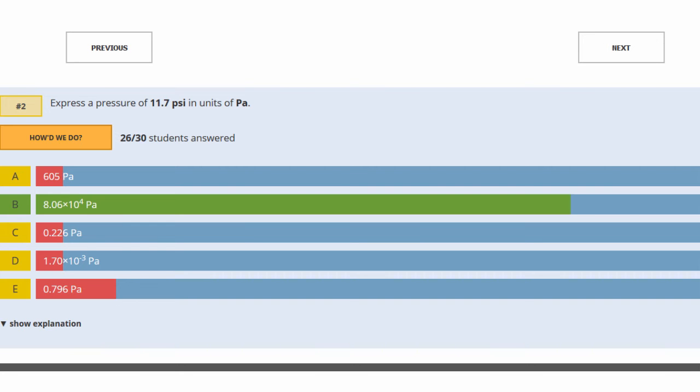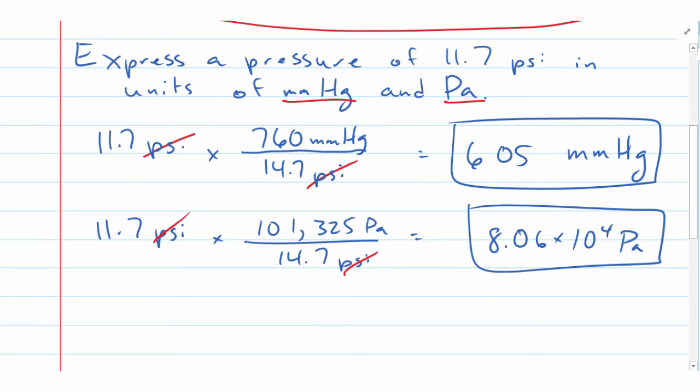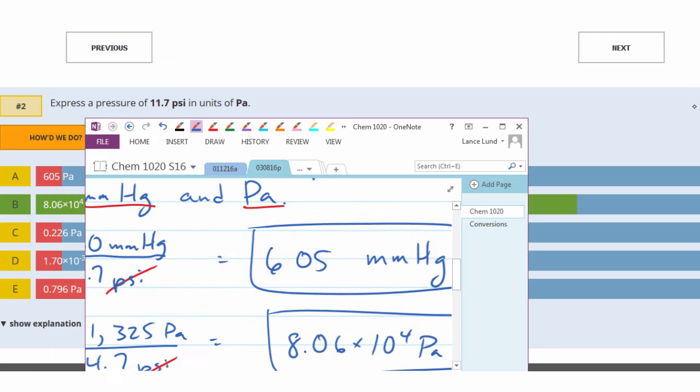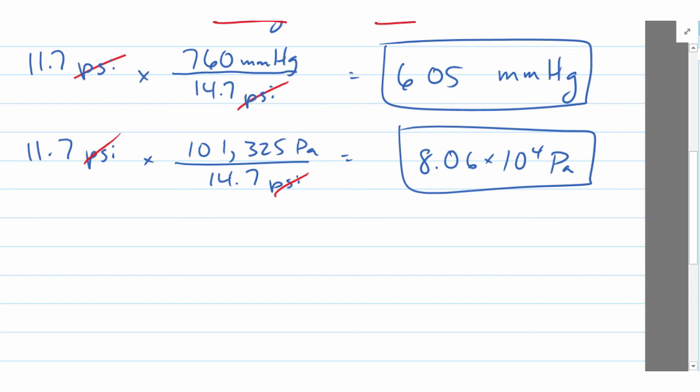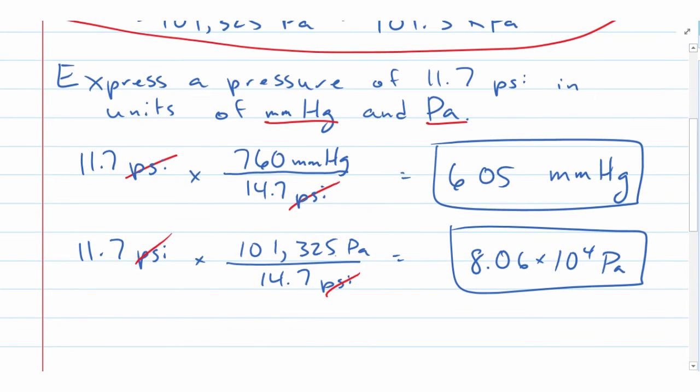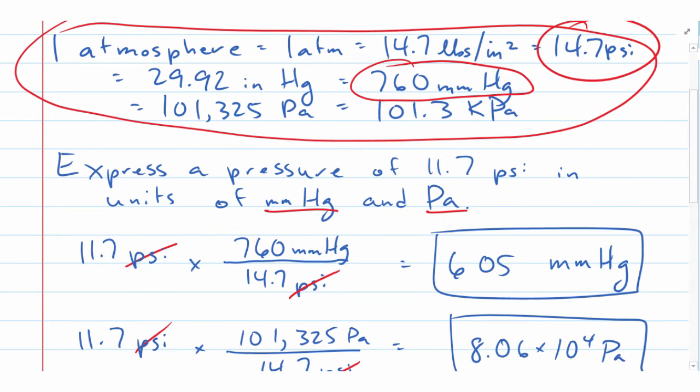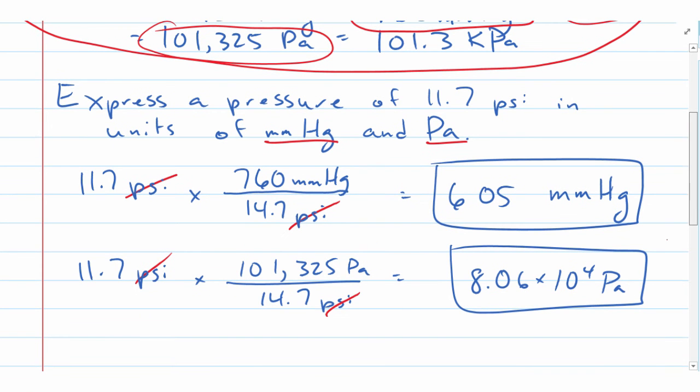Correct answer is choice B, 8.06 times 10 to the 4th pascals. If you want to set this one up, this is how this one looks when it's set up. We are trying to convert from PSI over to units of pascals. We need to have two quantities that are equal to each other here, so they can be used as a conversion factor. We see that there's 101,325 pascals for every 14.7 psi. We can then use it as a conversion.